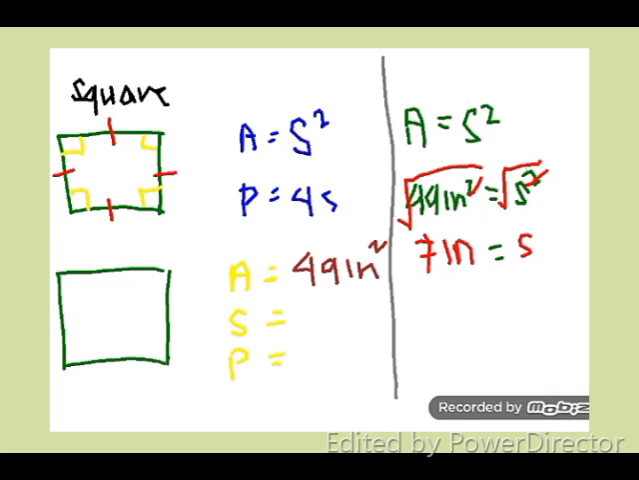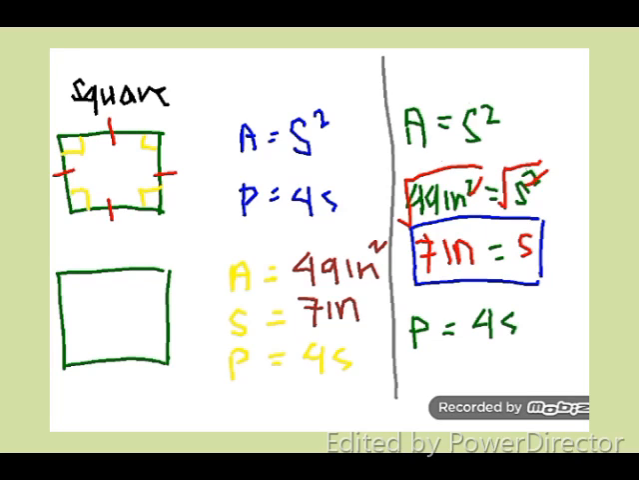And kapag nahanap na natin yung side na 7 inches, mahahanap na rin natin yung perimeter. Ang kailangan lang natin gawin, i-times siya sa 4. And kailangan i-substitute yung value. Perimeter is equal to 4S. Perimeter is equal to 4 times 7 inches. And the perimeter ng square is equal to 28 inches.